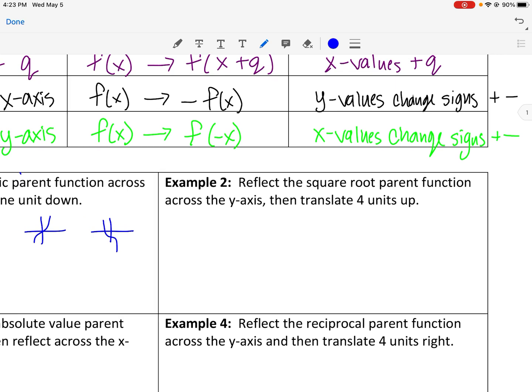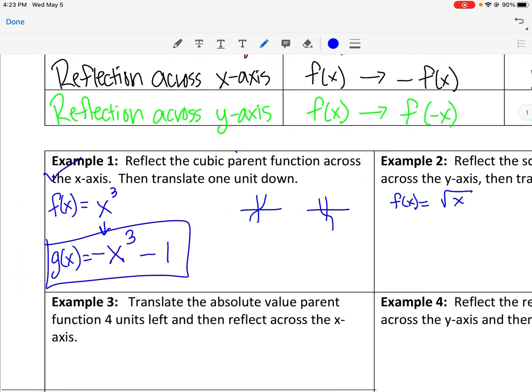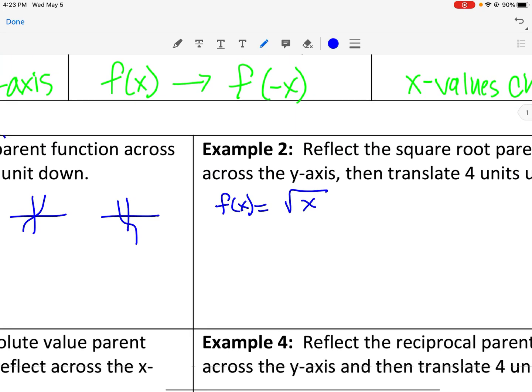So example 2, let's do the same thing. The square root parent function. So our original function is the square root parent, which is just the square root of x. We're going to reflect that across the y-axis, so that's this green one right here.